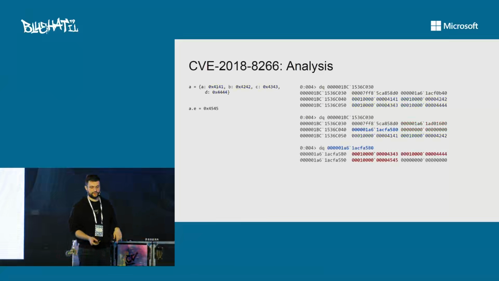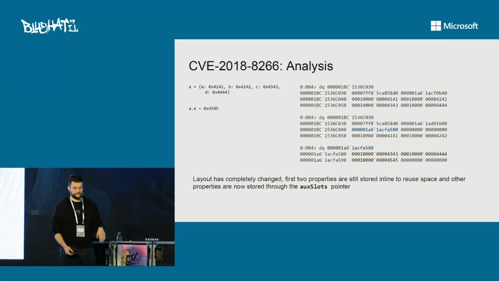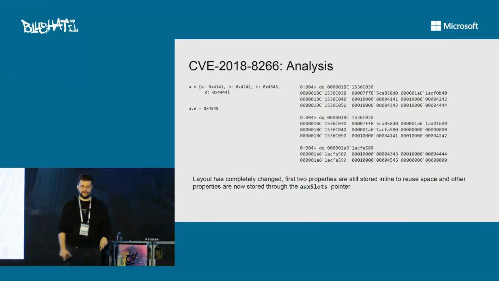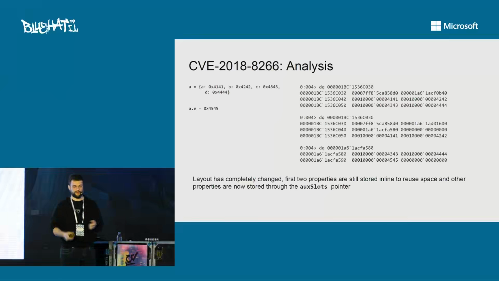And if we dereference the pointer that we saw appear, we find the rest of the property values. So this is the oxlos pointer. We're looking at the thing that points to the property values. The takeaway here is that we still reuse some of the inline space that we had allocated, because let's not waste it. But the thing has completely changed. Instead of having all the properties stored inline in the object, we now rely on that external storage through the oxlos pointer to store the property values.